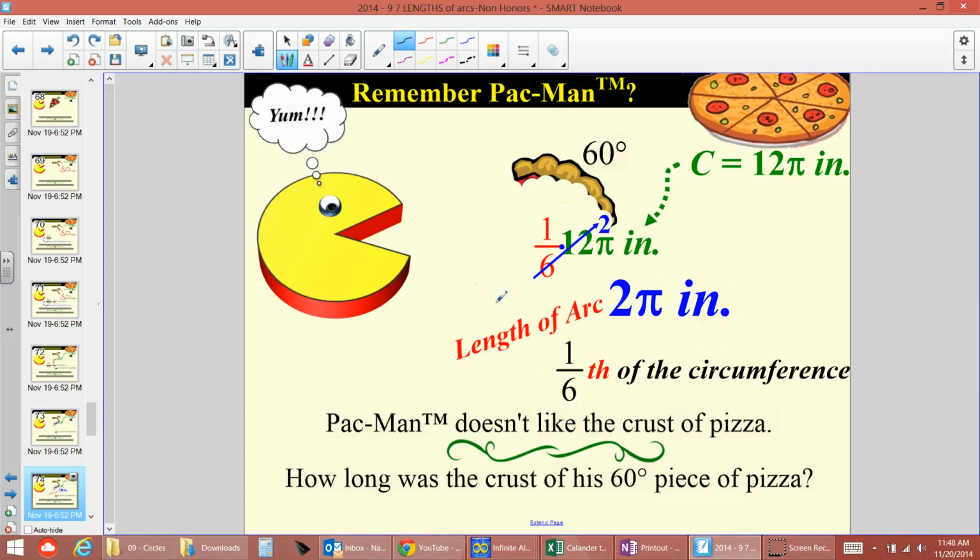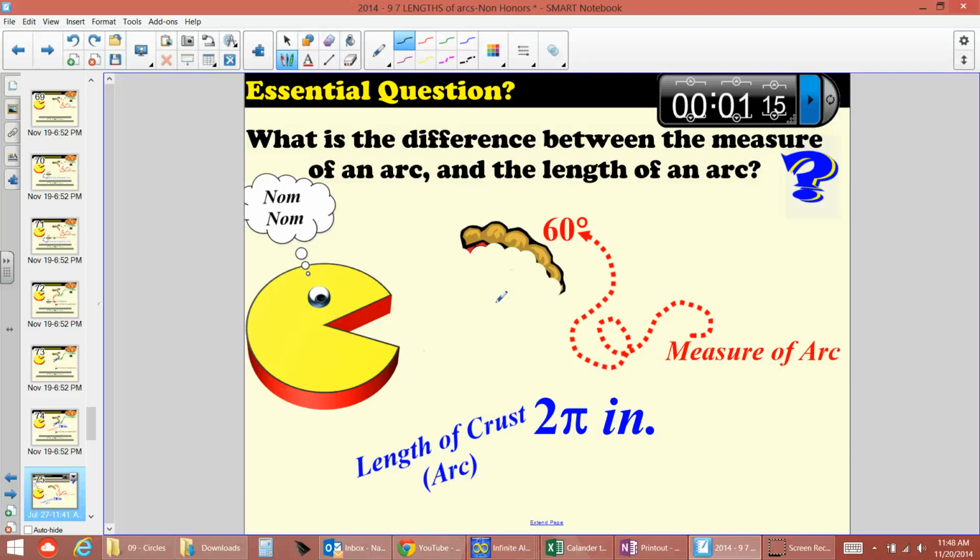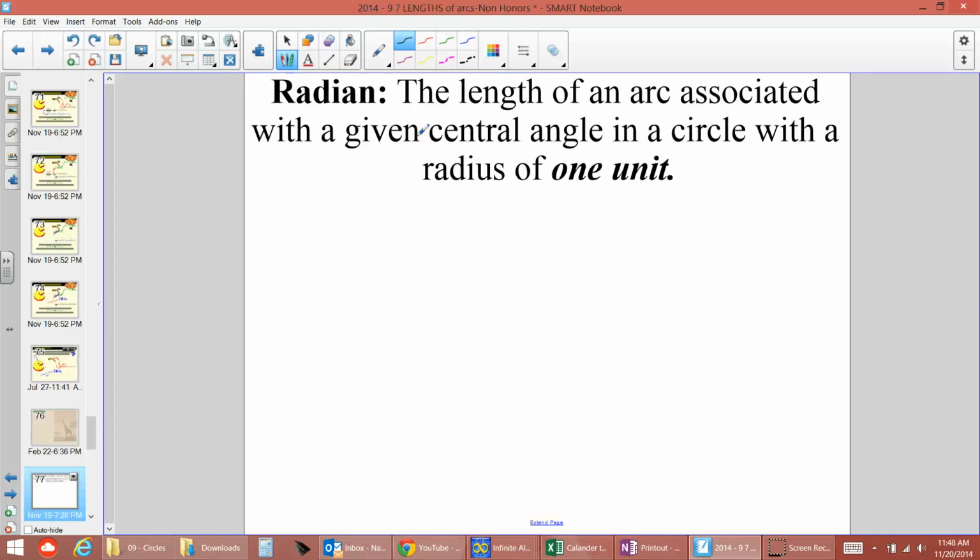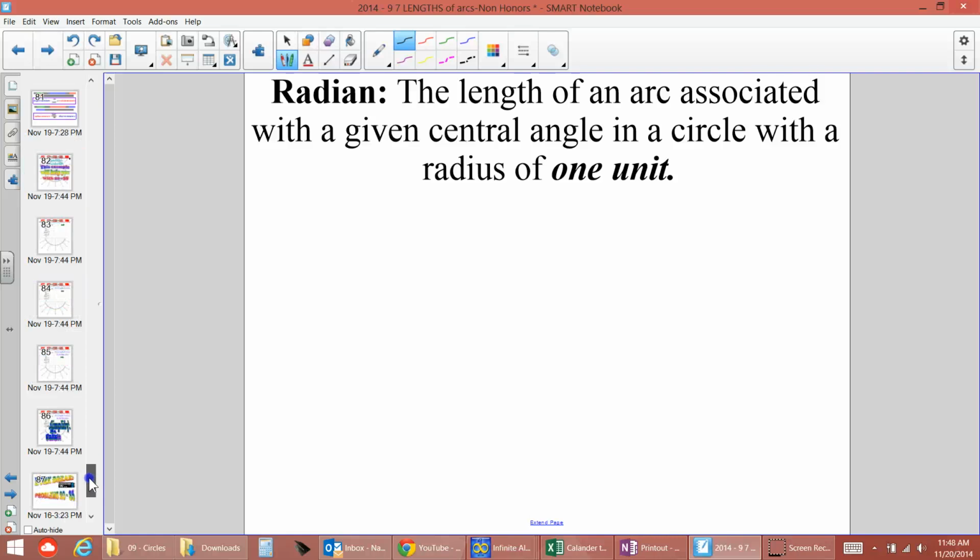It's just an arc length using real life problems. And so now we're looking at the difference between an arc and the length of an arc. So the measure of an arc is in degrees. The length of an arc, we use that measure to find out how long it is in inches. Okay, so that's the first part of 9.7. We'll cover this concept of radians another time. You should be up to that point.